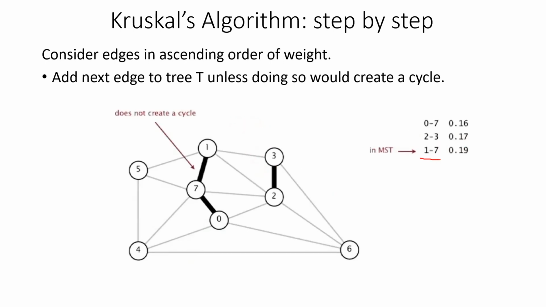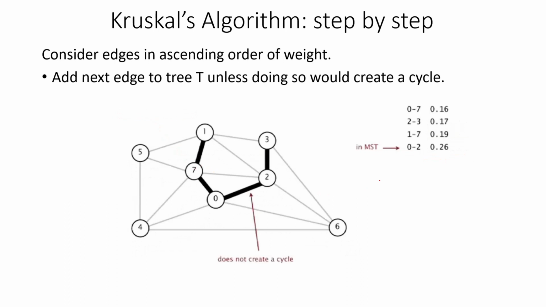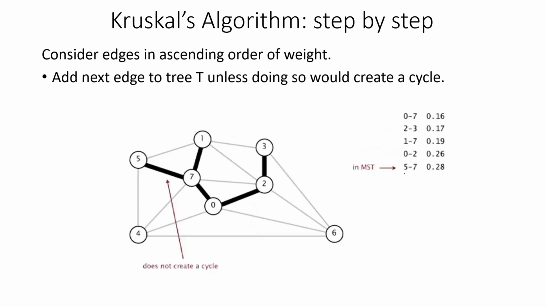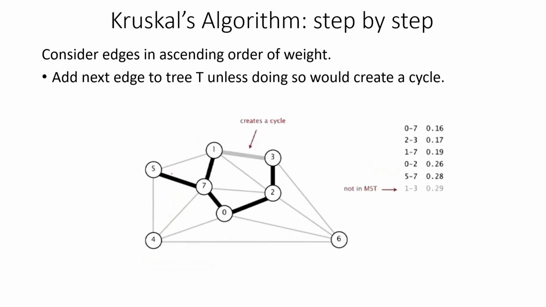Then we add 1.7, and if we add it to our minimum spanning tree, it wouldn't create any cycle. Next, 0.2. If we add it, there is no cycle, so we get this kind of minimum spanning tree. Then we add edge 5.7, and there is still no cycle. Next, we have the edge between 1 and 3.